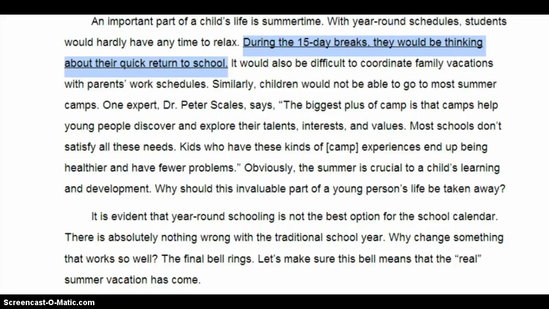There is no evidence in this part. A good type of evidence to put here would maybe be some expert testimony, maybe some students who had experienced year-round school, a quote from a student, or an example from your own personal experience. But there is no evidence for that.